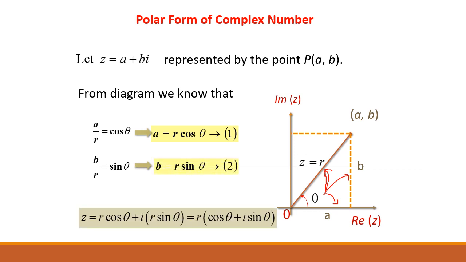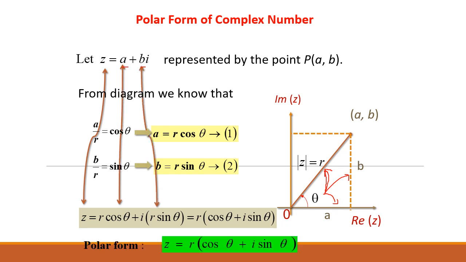So these two equations can be written in the form z equal to r cos theta plus i times r sin theta. This is our a and b, replacing the a and b here. By factorizing the r, what we will get is z equal to r multiplied by cos theta plus i sin theta. So this is our polar form.